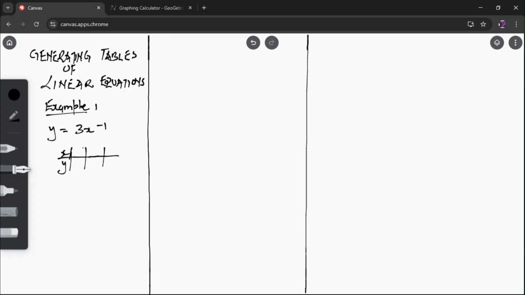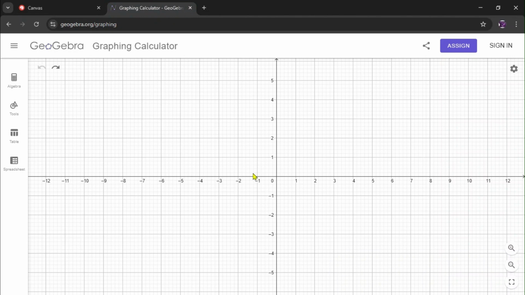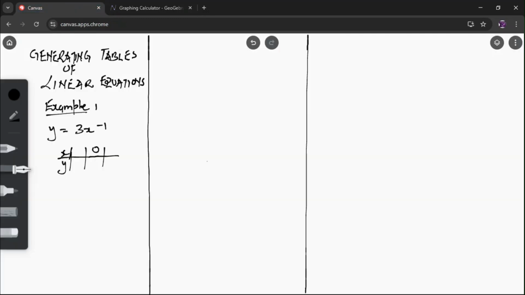But we prefer picking just a simple number. Don't pick a huge number that will make it hard for you to plot or even to get the value of y. So I prefer beginning with 0 at the center. Then I pick one number on my left and another number on my right, so that I just play around with the values here. On my left, I have -1, and here I have 1.